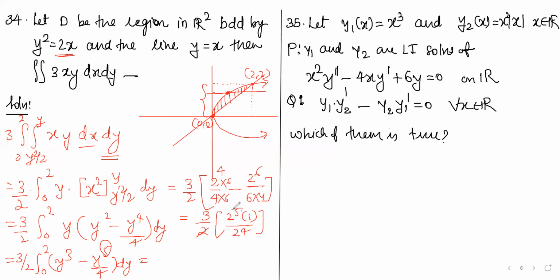Now this 2 and this 1 of 2 get cancelled, so 2 power 4 into 3 over 8. Since this is 8 and 2 power 4 is 16, 16 upon 8 will give me 2. So the answer is 2.